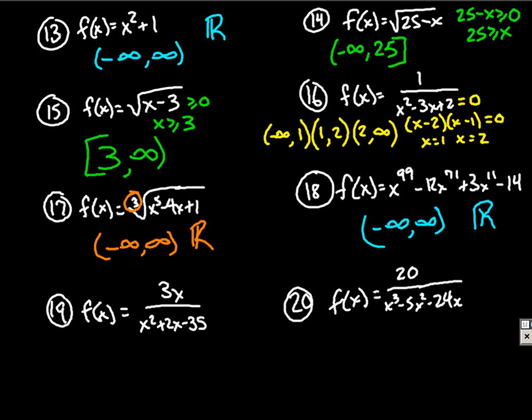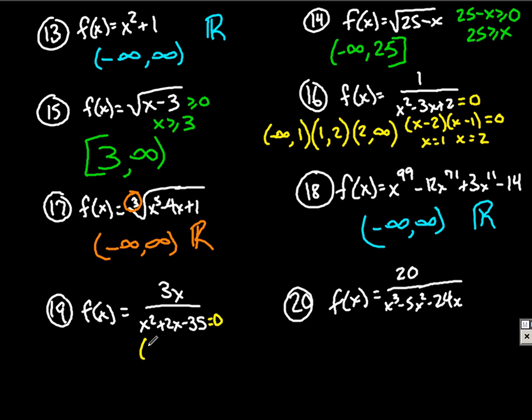Alright, let's go to 19 and 20 now. 19, even though this 3x up top doesn't change anything. 3x is a polynomial, it doesn't matter at all. If this was something like a square root, hint, hint, you'd have to look at that too. However, all we want to really care about is the denominator in this problem. That's the only thing that can cause us issues.